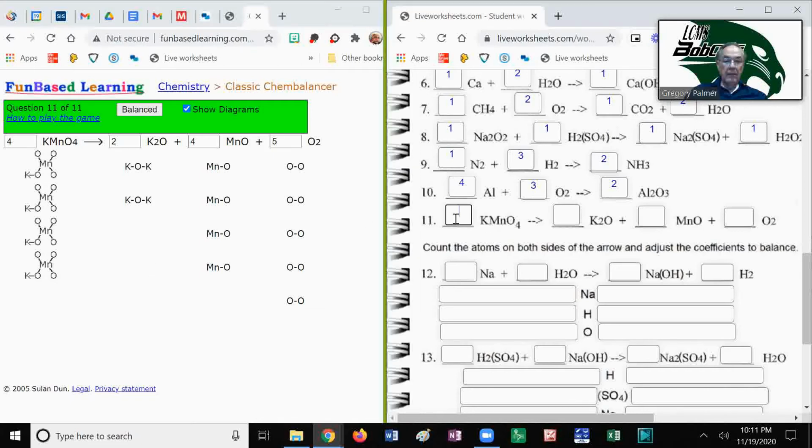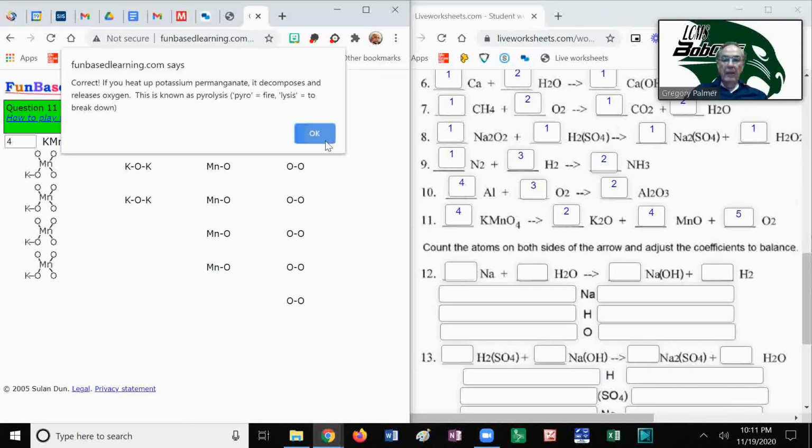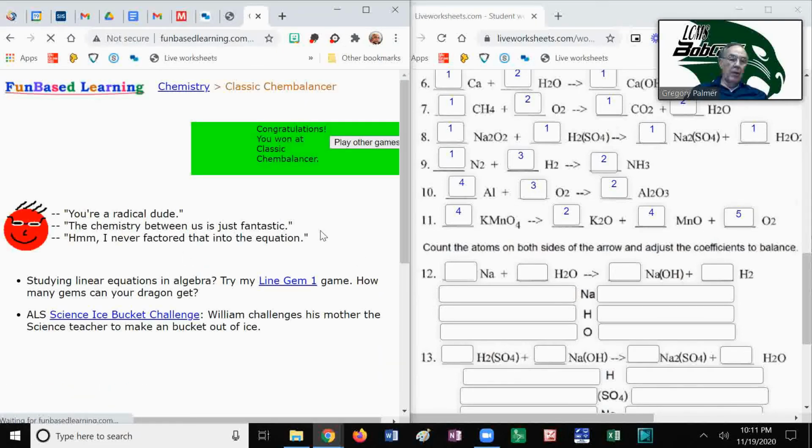So that looks balanced. I'm going to write this down. 4. I can always change this if we have to go back and adjust. Let's check to see if it's balanced. It is balanced, so we're good.